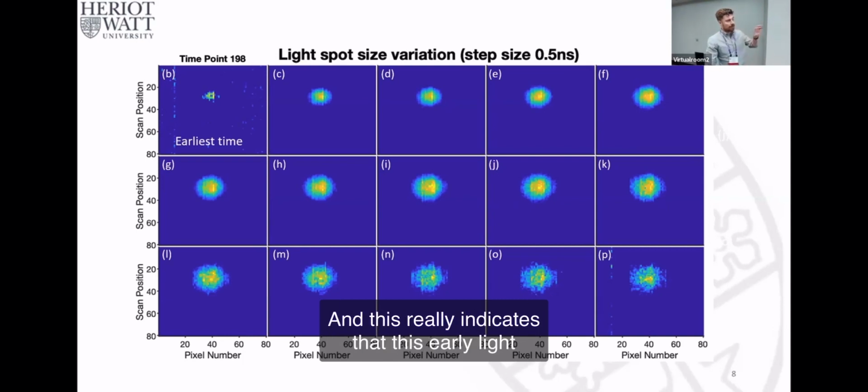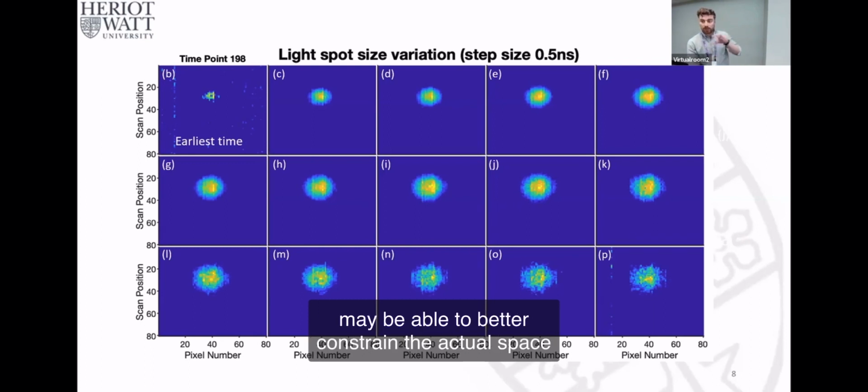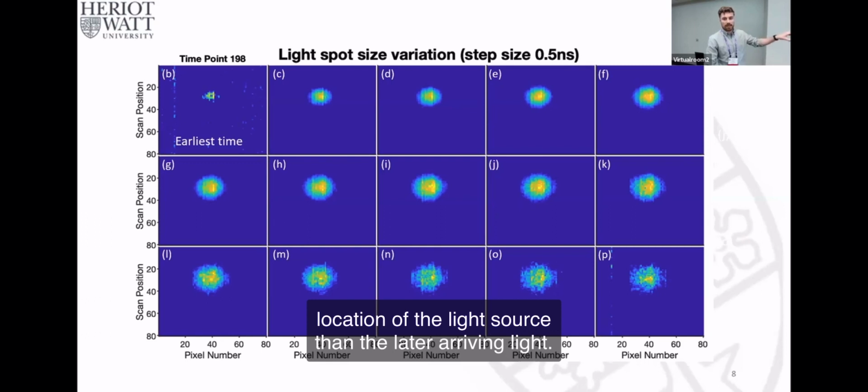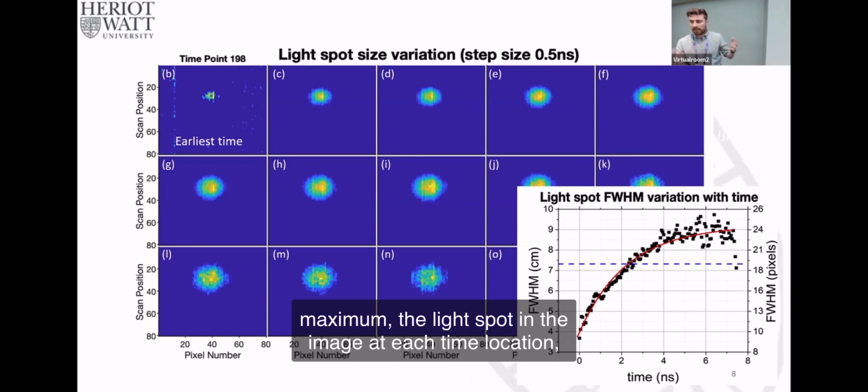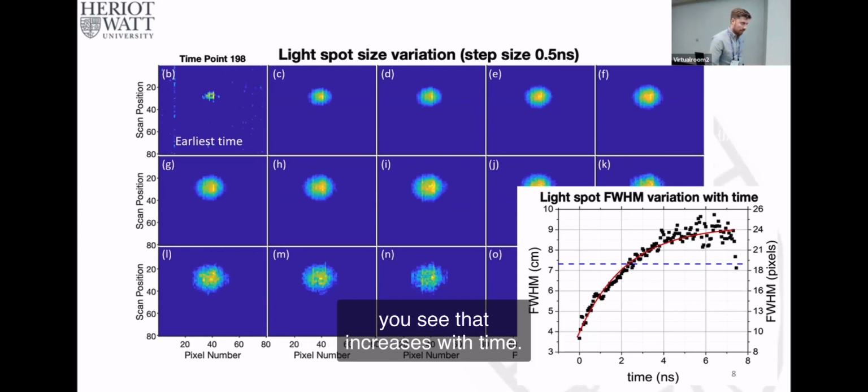And this really indicates that this early light may be able to better constrain the actual spatial location of the light source than the later arriving light. And we're using that approximation then expanded across all the light source locations. So just briefly, if you look at the full width half maximum of the light spot in the image at each time location, you see that it increases with time.